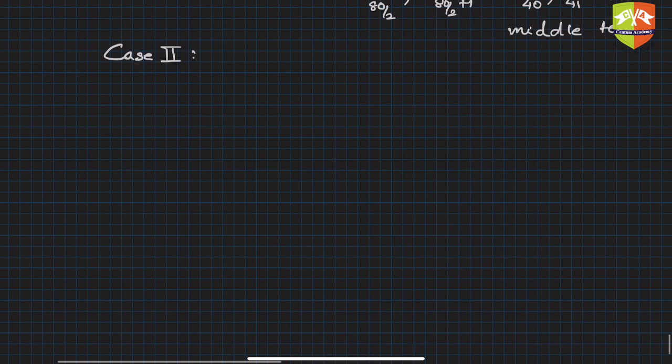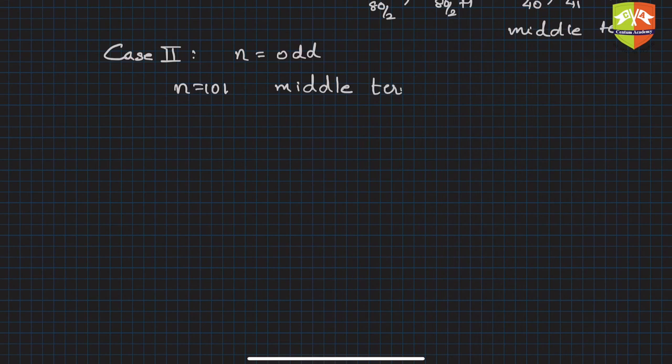Now let's take the case when n is odd. It was very easy for us, because if you take the example n is 101 (n cannot be 100 when n is odd), the middle term was simply the 51st term, T51. And how did we calculate it? If you see, this is T of 101, then add 1 to it and divide by 2.